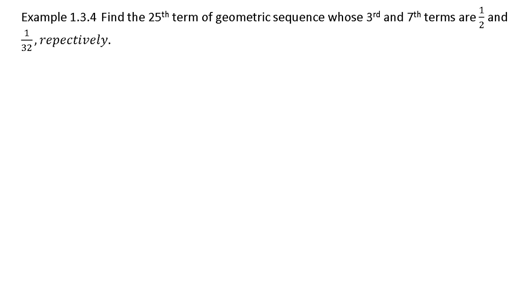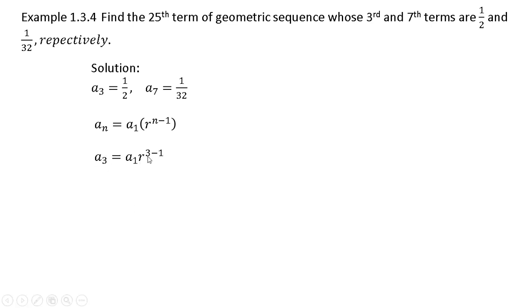Another example: find the 25th term of a geometric sequence whose third and seventh terms are 1 half and 1 over 32 respectively. We were just given a sub 3 and a sub 7. Using the formula, a sub n equals a sub 1 times r to the power of n minus 1, we'll find a sub 1. So we have a sub 3 equals a sub 1 times r to the power of 3 minus 1. So that is 1 half equals a sub 1 times r squared.